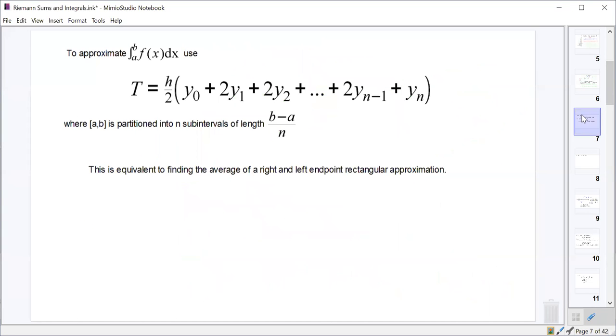Yep. All right, so here is our trapezoidal rule. This is all the stuff I just wrote on the previous page because apparently I forgot I had it all written here. So we just did the work on the other page. We have our trapezoidal approximation, T, or whatever you want to call it, h over 2, and then y naught, 2y1, 2y2, so on, so on, so on. Good? And you can note that this is always an equivalent value to taking the average of the right and the left endpoint rectangular approximations.